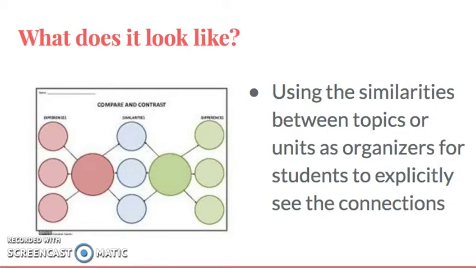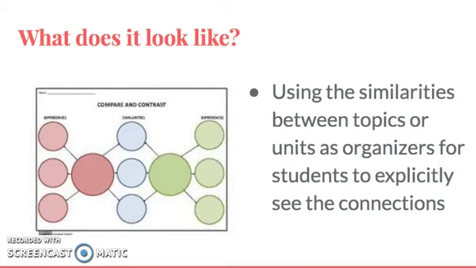So what does this look like in your classroom? It's using the similarities between topics or units as organizers for students to explicitly see the connections. For example, when starting a unit on Canadian national parks in grade 5, a teacher who is employing the connected model may refer back to what students learned about Alberta's provincial parks in grade 4. By explicitly making this connection, the teacher has shown her students that these 2 topics are connected, allowing the students to extend their previous learning rather than learning a new topic from scratch.